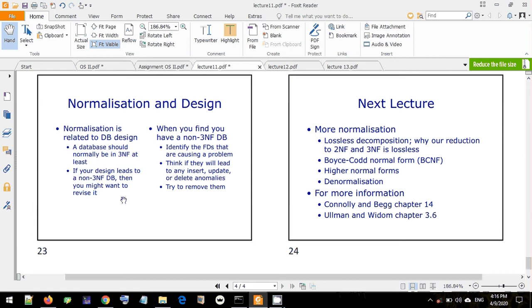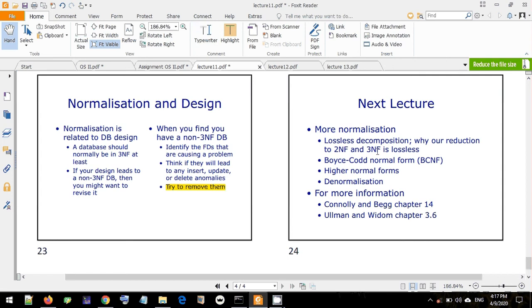When you have a database that is not in third normal form, first you identify the functional dependencies that are causing the problems, and then you think if they will lead to any update, delete, or insert anomalies. If they will lead to that, you try to remove them.